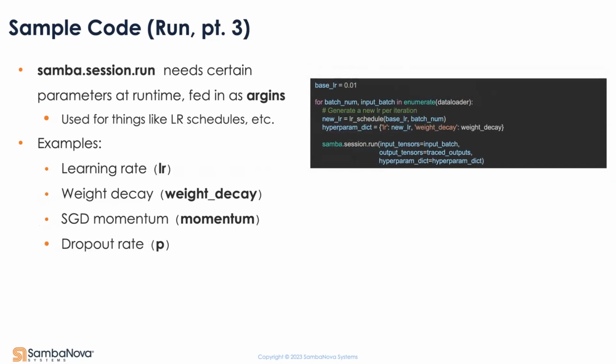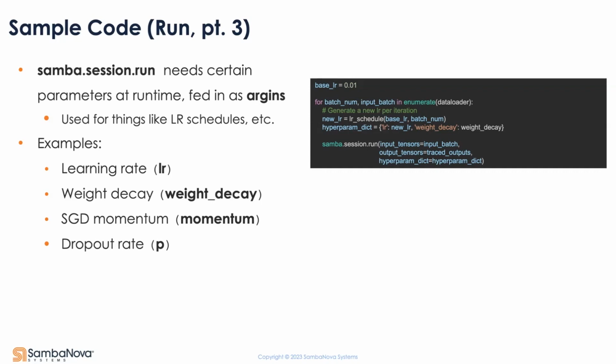So it's often the case that as you're running the model, you can expect changing parameters during runtime, right? Oftentimes this is learning rate schedules, maybe weight decay, dropout rates, momentum. Those are things that often change during runtime. Well, we can support that.